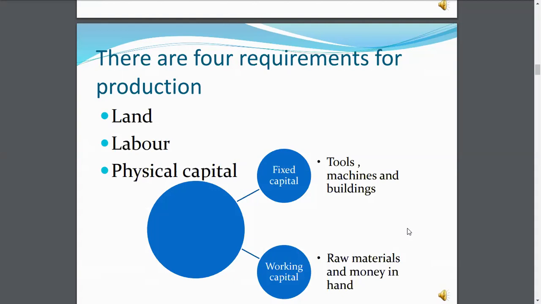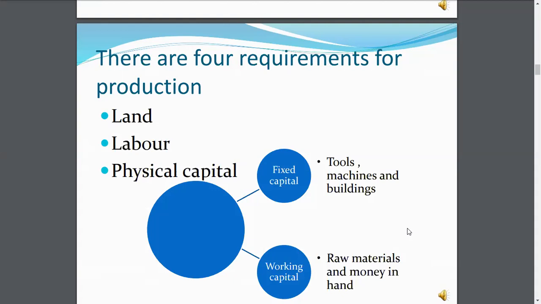That is fixed, which can be used for a long time. A building, an industry, a factory, a big machine which is brought there, a big tool which is brought there. It's not that we have used it for 1 day or 2 days, then it's done. No, the tool, the machine, the building which is there for a long period of time, that is known as fixed capital.